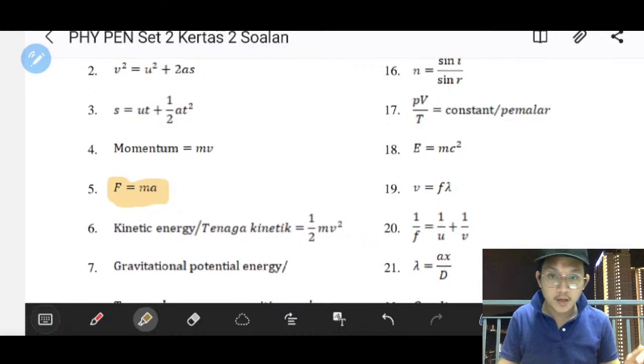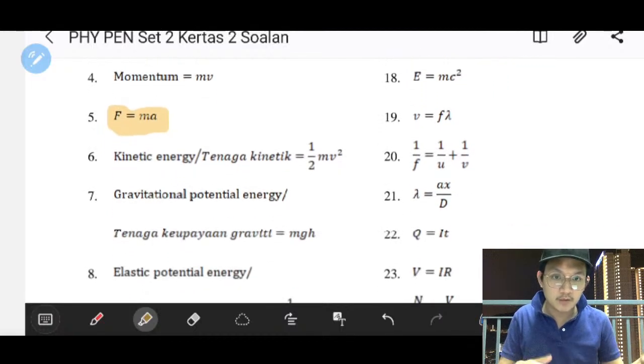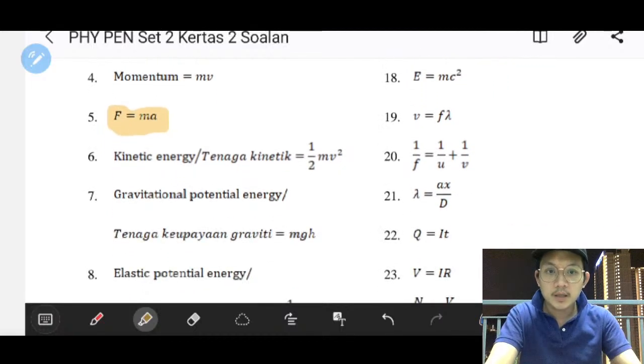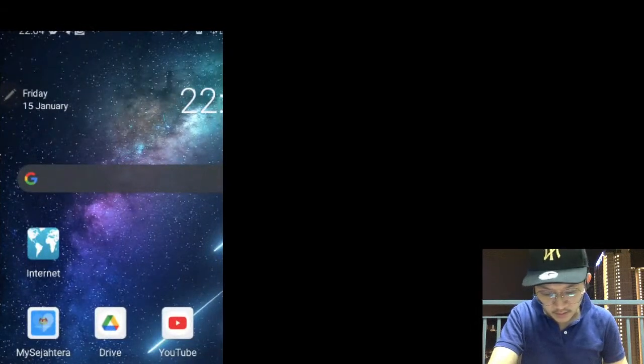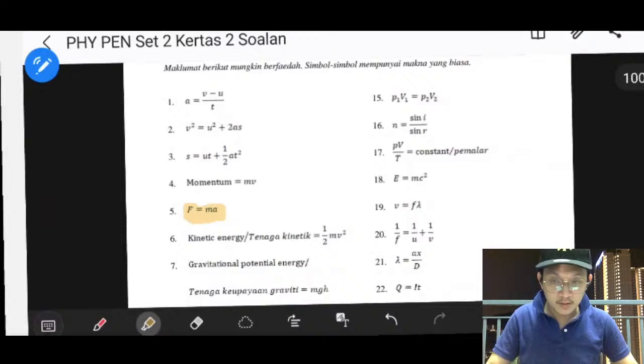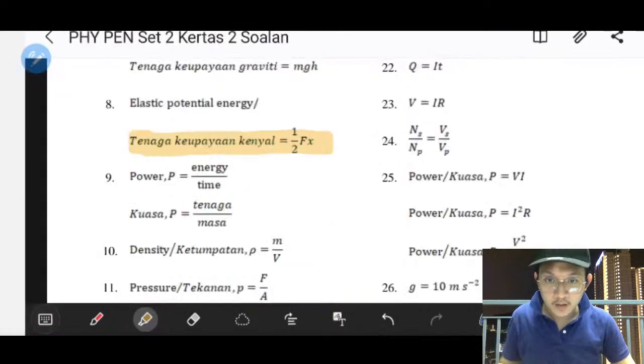Also kita orang akan gunakan beberapa benda lagi, iaitu, oh my god, what's wrong?